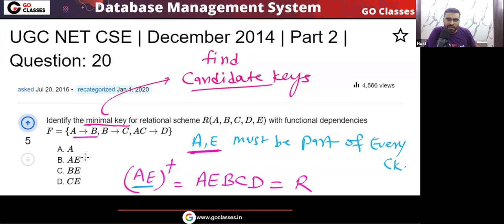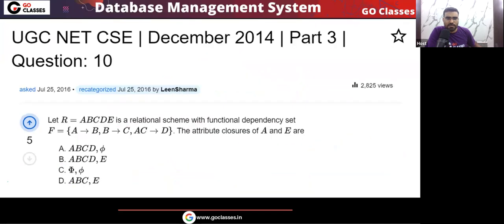So you have a unique candidate key, that is AE. So for this question, the answer will be option B. You will get a unique candidate key. Why? Because AE must be part of every candidate key, and that itself is enough. That is the reason you will get a unique candidate key, and that is answer option B.